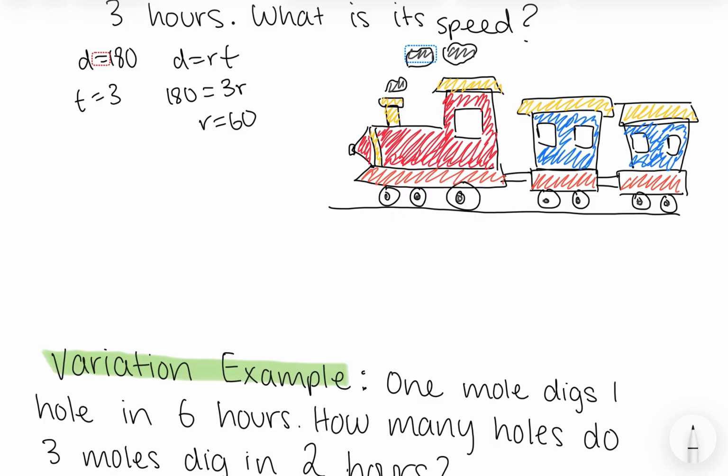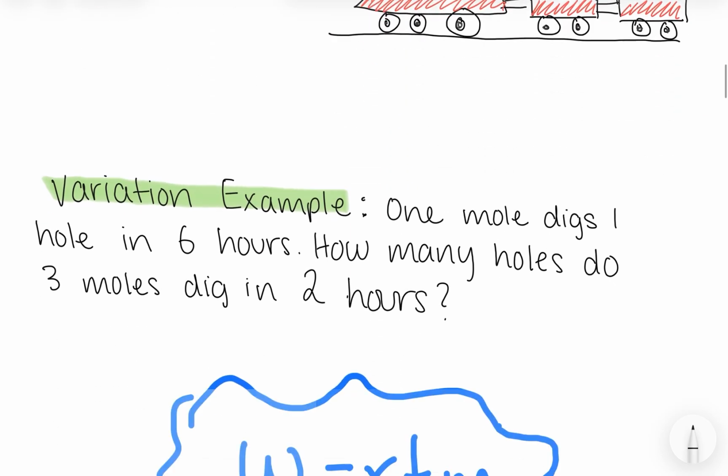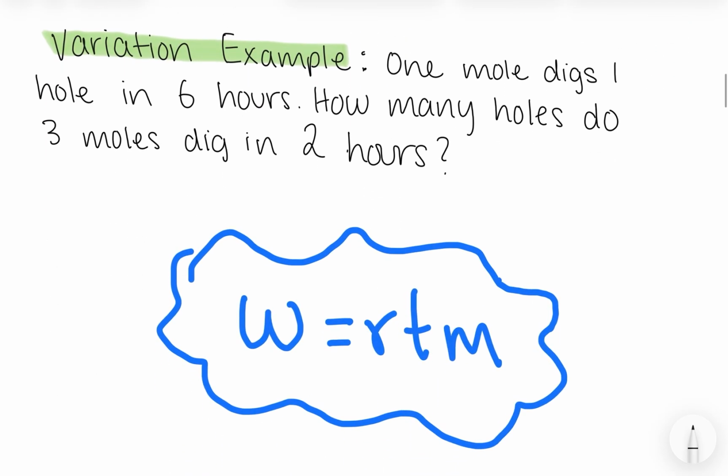Before we move on, I want to warn you guys of some variations. When we're working with these so-called rate problems, we need to be aware that there are variations. They don't always have to involve distances or vehicles, and there's a bunch of other things they can throw at you. For example, here's a rate problem that you might see. 1 mole digs 1 hole in 6 hours. How many holes do 3 moles dig in 2 hours?